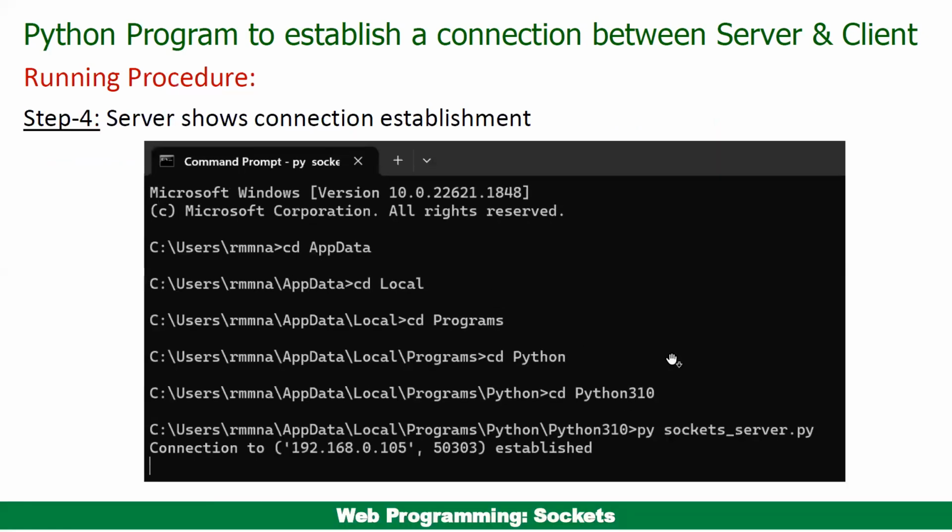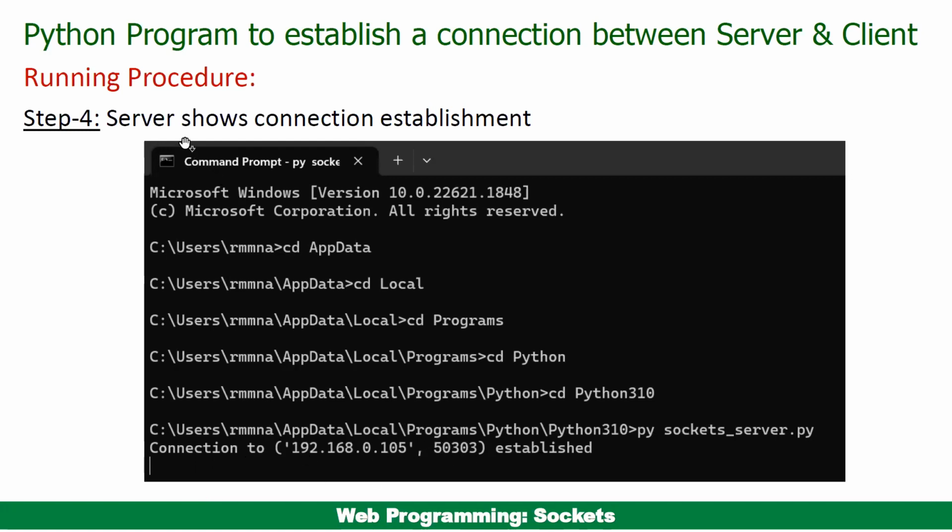Here you can see, here I have opened the server side. Now earlier you can see blank is there. Now here it is showing connection to, in place of ADDR, the IP address along with port number is displayed. So connection to ADDR established. So here in place of address, the IP address followed by port number is displayed.